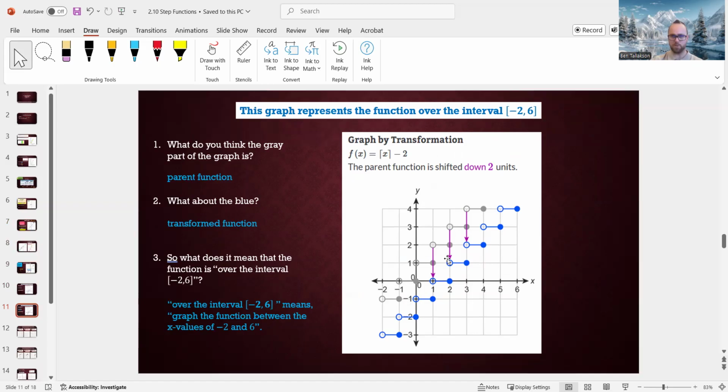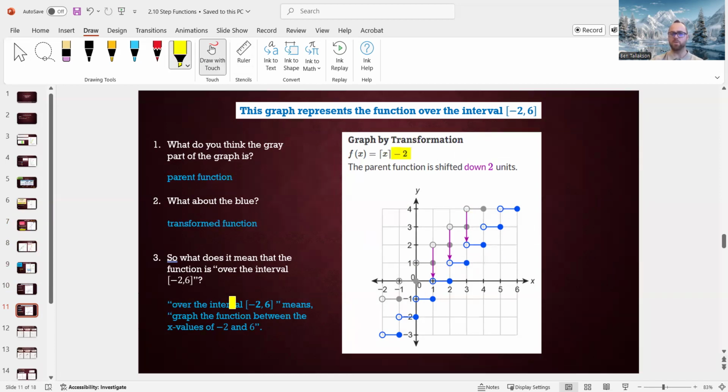These purple arrows should have been a bit of a giveaway. We're moving everything down 2, and you should know by now if you're adding or subtracting something at the end of a function, that's V. So everything's moving down 2. That's the only transformation happening here.